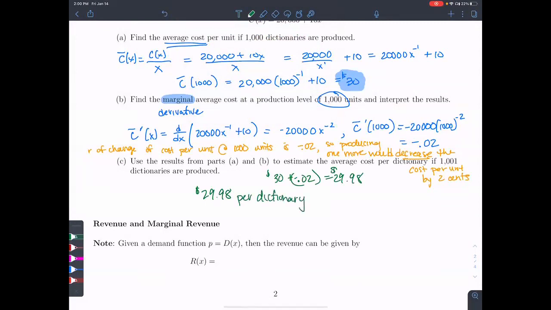So the marginal average cost there, it's the rate of change of the cost per unit, because that's what the average cost is. And then the marginal part is the rate of change. So the marginal average cost is the rate of change of the cost per unit at 1,000 units.